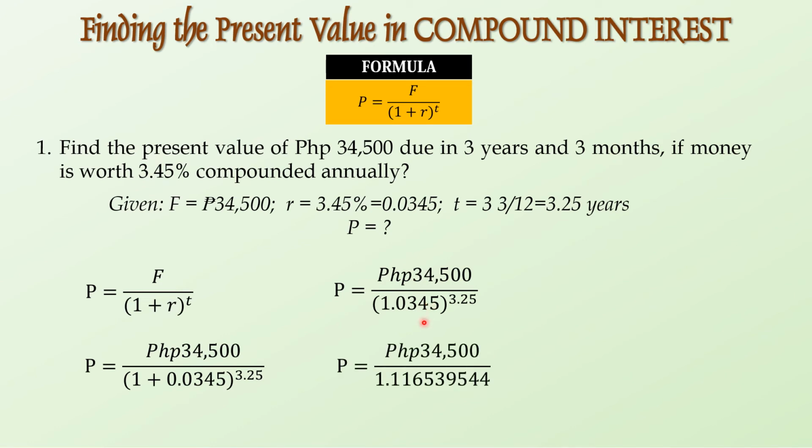This one is equal to 1.116539544. And then by division, 34,500 pesos divided by 1.116539544. The answer is 30,899 pesos and 4 centavos. So ito na yung present value.